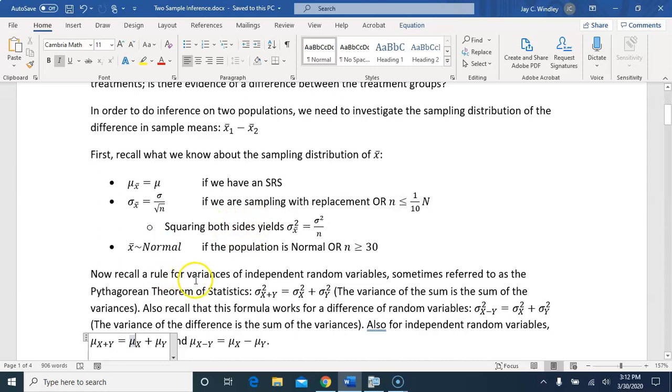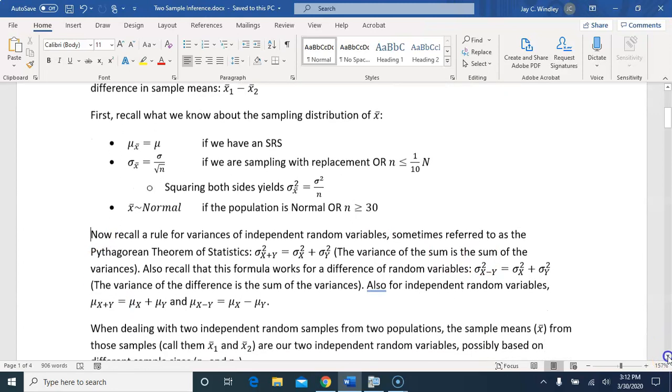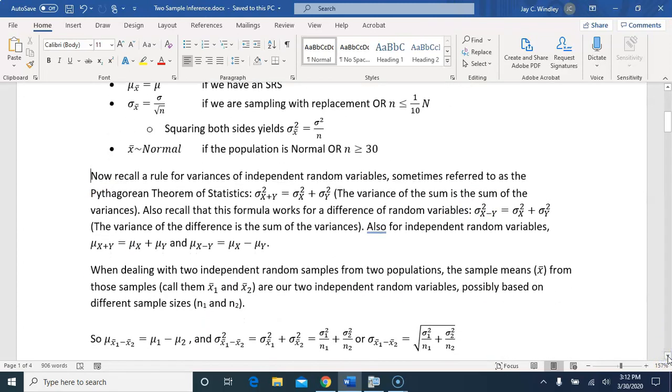And there's something important that way back when we referred to as the Pythagorean Theorem of statistics. It's about the variance of a sum of two random variables. The variance of the sum is the sum of the variances. And you might recall when we went over this that it's also true for difference, meaning that the variance of a difference of two random variables is still the sum of the variances. Also for independent random variables, the mean of the sum is the sum of the means, and the mean of the difference is the difference in the means.